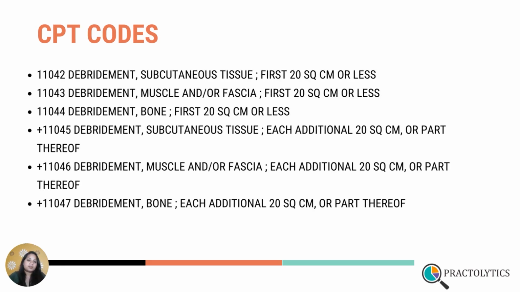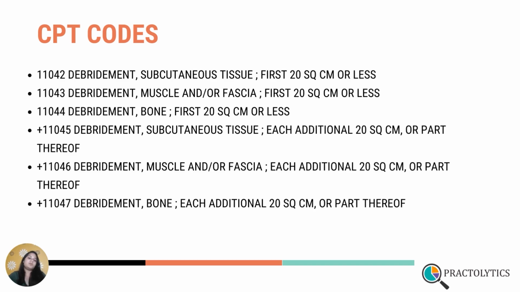Moving on to CPT codes 11042, 11043, 11044. These CPT codes are to be used depending upon the depth of the area that has been debrided and the total square centimeters of the area that has been debrided. If it is to the layer of subcutaneous tissue and the total wound surface is for the first 20 square centimeters or less than 20 square centimeters, 11042 has to be used, and similarly, to the layer of muscle or fascia, 11043 is used. If it is performed to the layer of the bone, then the CPT has to be utilized as 11044.